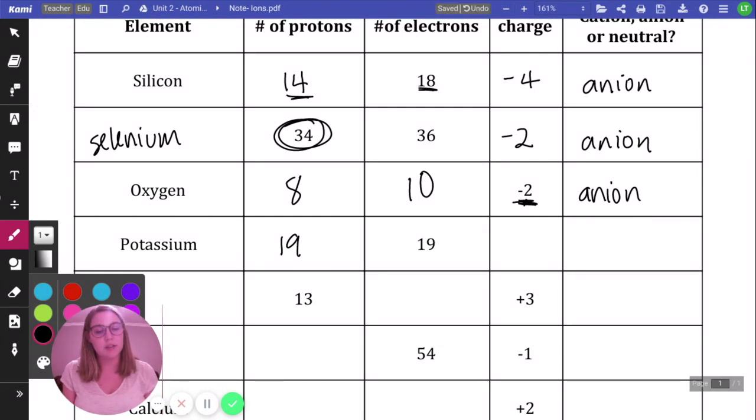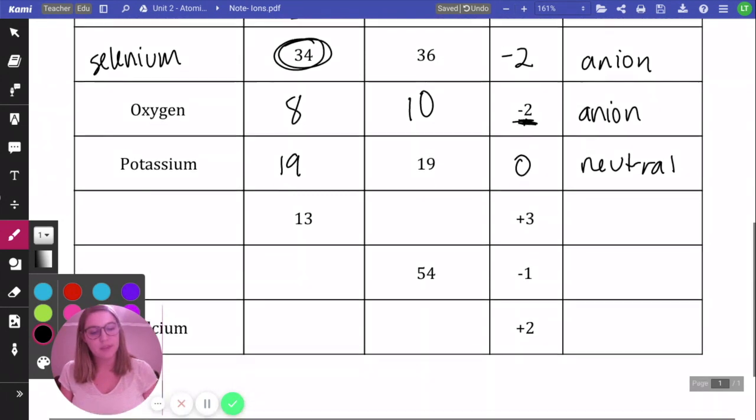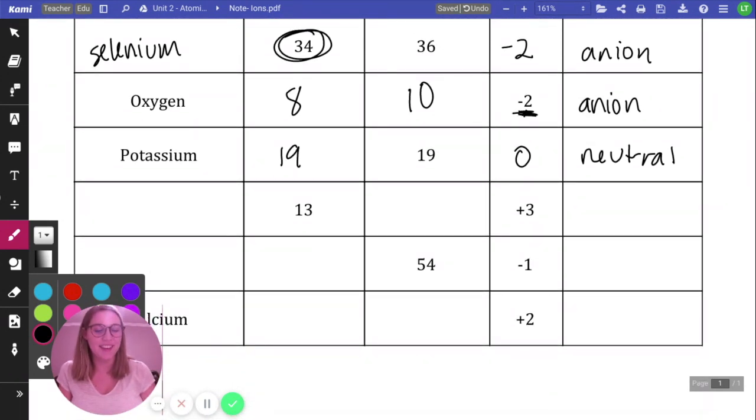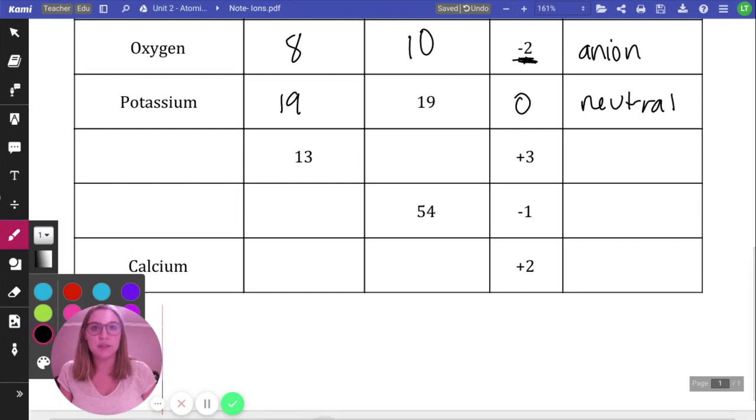All right, protons minus electrons, they're the same, so that means its charge is 0. So since the protons and electrons are the same, this is a neutral atom. Okay, I'm going to do one more, and then I'm going to have you guys do the last 2 as practice.